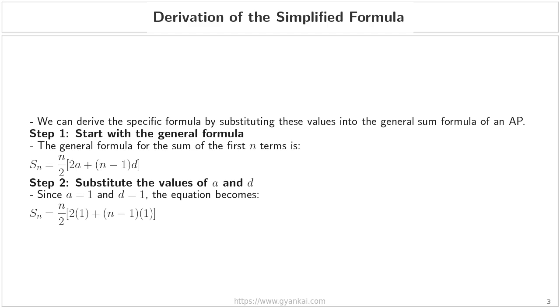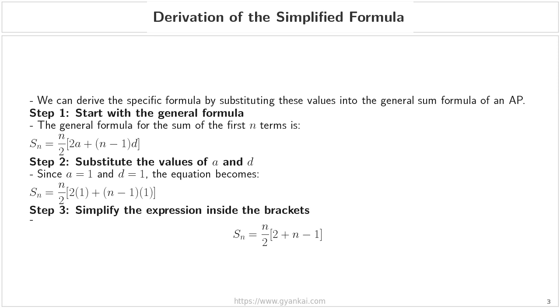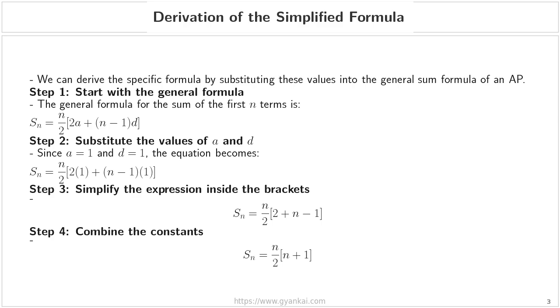Now the equation looks like this. S sub n equals n divided by 2, multiplied by the quantity 2 times 1, plus the quantity n minus 1 times 1. Now let's move to step 3, where we simplify the expression inside the brackets. When we multiply those terms out, the equation simplifies to S sub n equals n divided by 2, multiplied by the quantity 2 plus n minus 1. In step 4, we combine the constant numbers inside the brackets. Since 2 minus 1 leaves us with just 1, our expression becomes much cleaner. S sub n equals n divided by 2, multiplied by the quantity n plus 1.